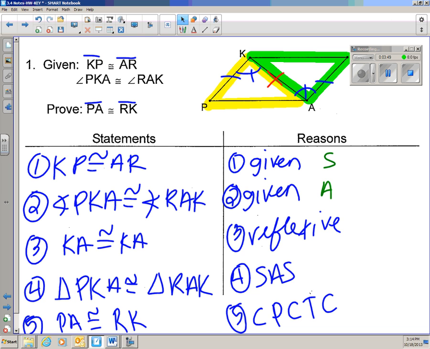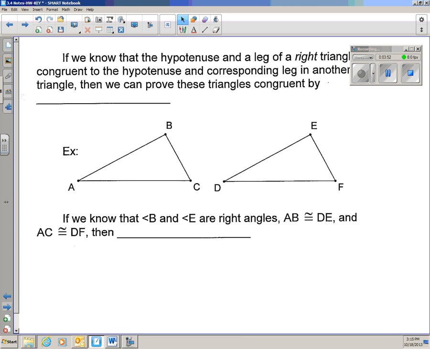Okay, so let's talk about the second case, which is the HL case. So basically, if you know that the hypotenuse and a leg of a right triangle are congruent to the hypotenuse and the corresponding leg in another right triangle, then you can prove those triangles congruent by HL, by hypotenuse leg.